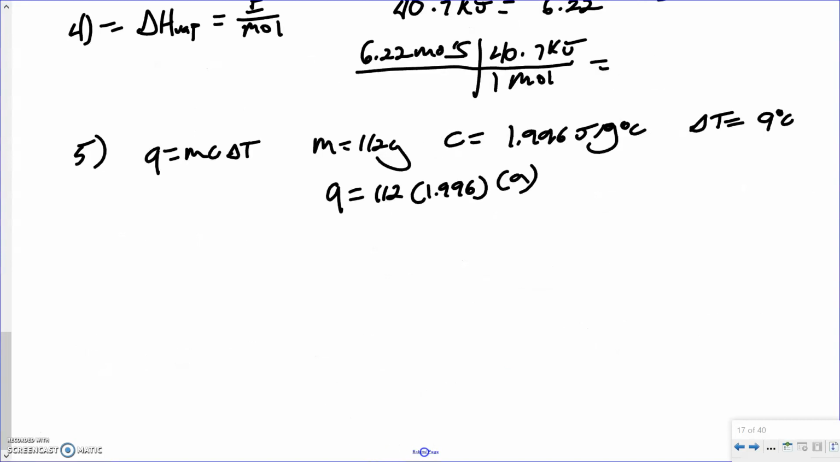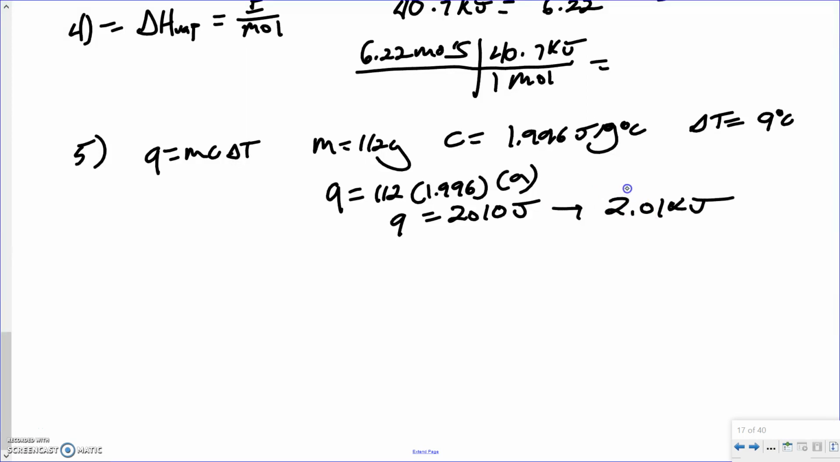So here we're expecting a fairly low number because specific capacity is not very much, and then also our change in temperature is not very high. So 112 times 1.996 times 9, and that would be, let's just call it 3 sig figs again. I don't think that quite works with our change in temperature, but that's okay. Q is going to be equal to 2010 joules, or 2.01 kilojoules.